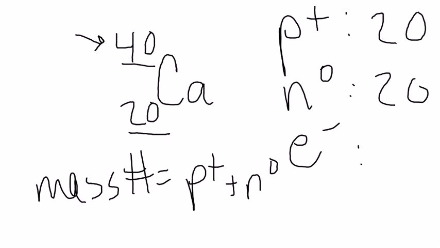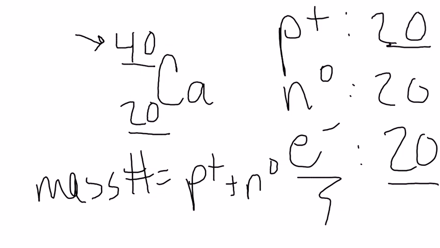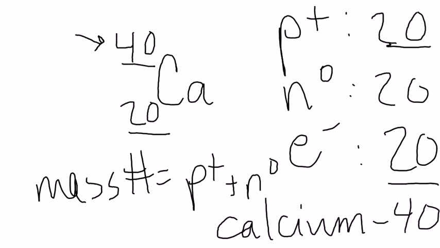Lastly, we have our electrons, and since this here is not charged, there's no indication of charge here, our assumption is that the electrons have to be the same number as the protons. So here, we'll have 20 electrons to 20 protons. That'll mean that the charges cancel out, and the overall charge on the atom would be 0. This atom could also be referred to as calcium-40, for its mass number of 40.